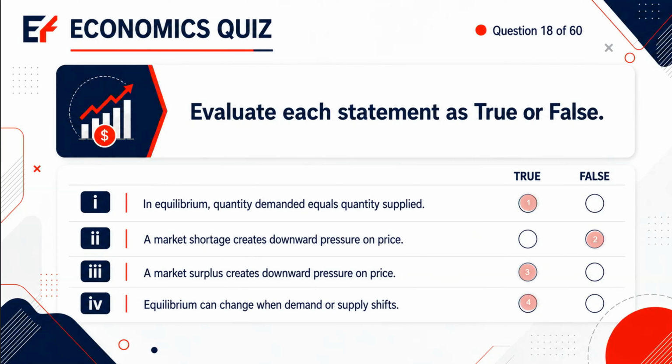Let's connect this to how markets adjust. Equilibrium occurs when buyers want to purchase exactly the same quantity that sellers want to sell. A shortage does not push price downward. It usually pushes price upward because buyers compete for limited available supply. A surplus does create downward pressure because sellers may lower prices to clear unsold stock. And when demand or supply shifts, the equilibrium price, equilibrium quantity, or both can change. The main idea is that markets move toward balance through price pressure.